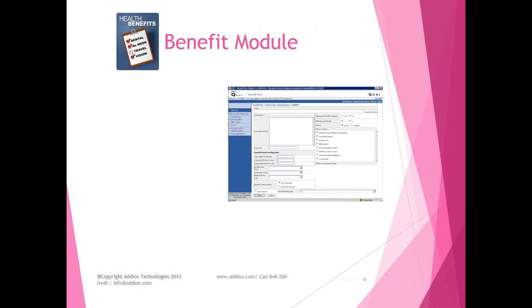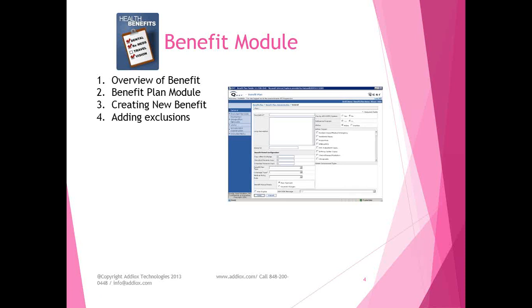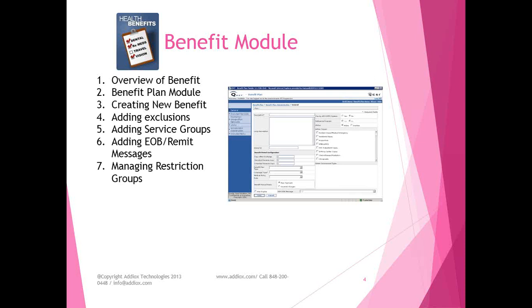This is another module which will teach you in-depth detail about the benefits, how the benefits are handled, what the different things are in the benefit, and it will give you the overview of benefits. As you see, you can have a dental benefit, the pharmaceutical benefit, the vision benefit, and the medical benefit. So you can have different levels of benefits and how that is managed. This module covers how to design a benefit plan, creating new benefits, adding exclusion, service group, and the associated explanation of benefit messages and the provider messages, which are also called the remit messages because they are associated with the remittance.